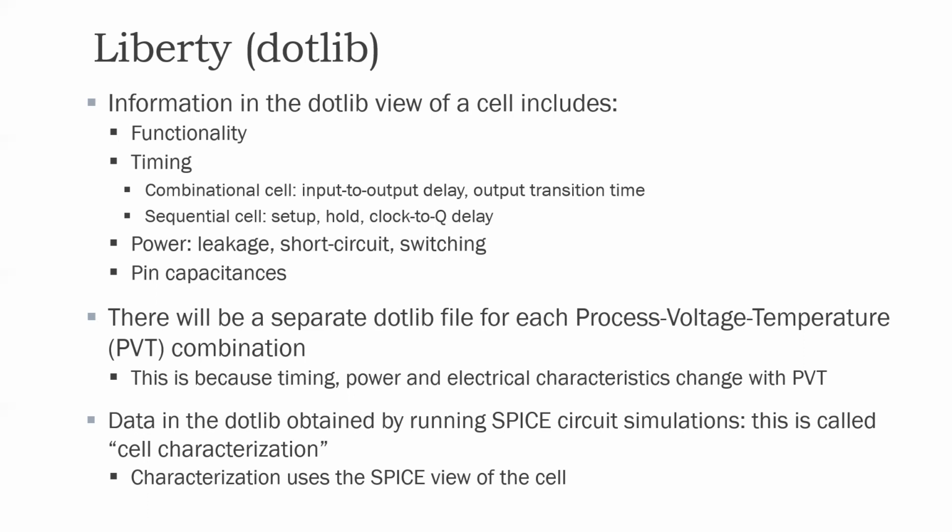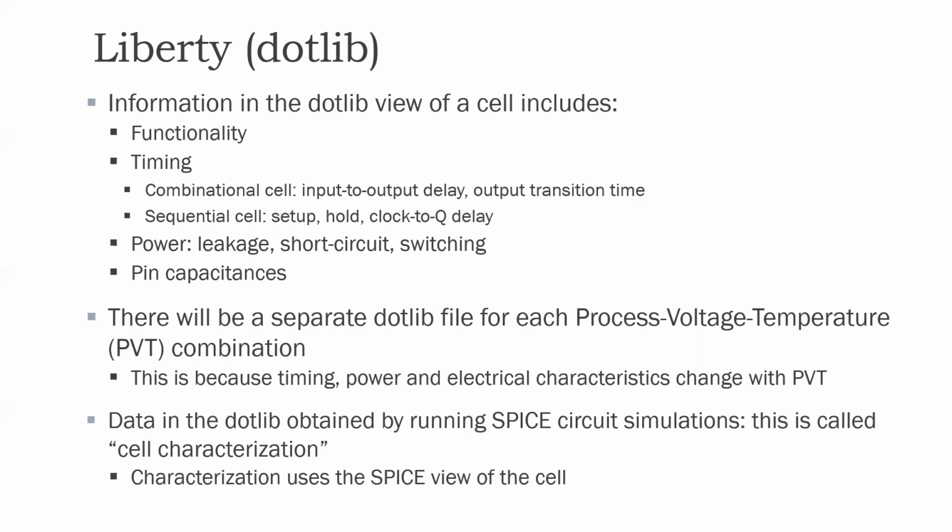The liberty file also contains timing information. If it's a combinational cell, then the input output delay, the output transition time, and the dependencies of these delays and transition times on the load capacitance and the input transition time, all that dependency information is embodied in the Liberty file in the form of either equations, timing delay models, or just lookup tables. And if the cell is a sequential cell like a D flip-flop, then the setup time, the hold time, the clock to Q delay, all the timing information of the flip-flop would be there in the Liberty or .lib view of the flip-flop.